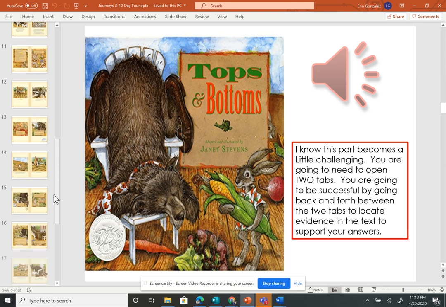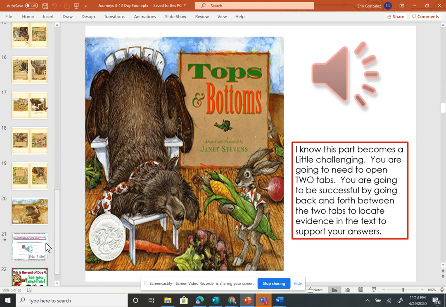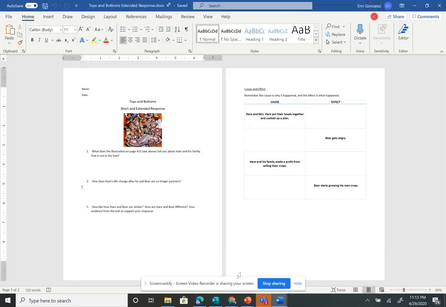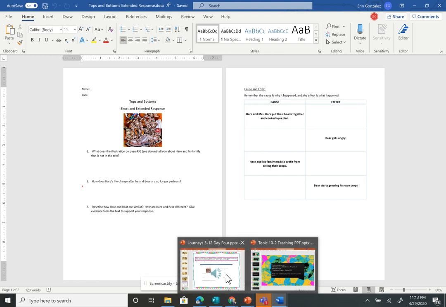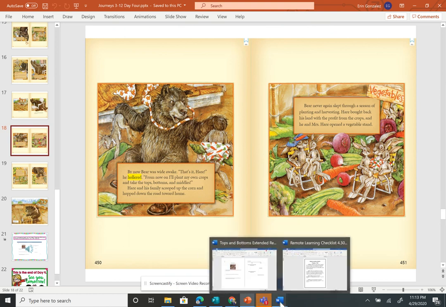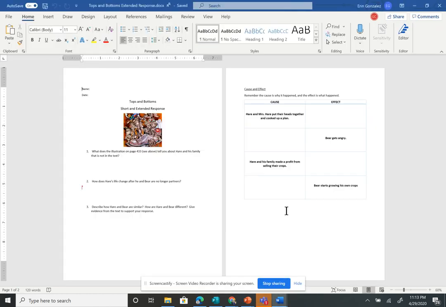This here is the entire book, so please go through and reread the book. On this last page here, this is what your assignment is going to be, your extended response. It looks like this. You are going to have to go back and forth to both slides to go back and check your answers.